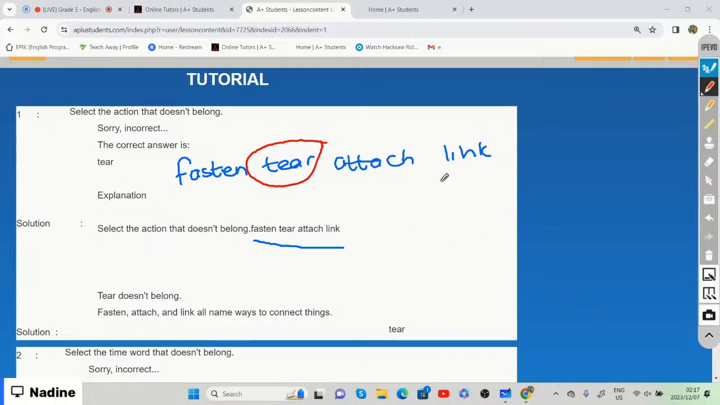Because fasten, attach, and link are words that name ways in which we can connect things, either by fastening it, by attaching it, or by linking it, right? So tear does not belong.